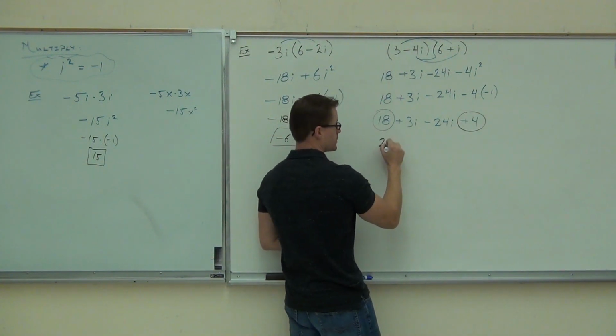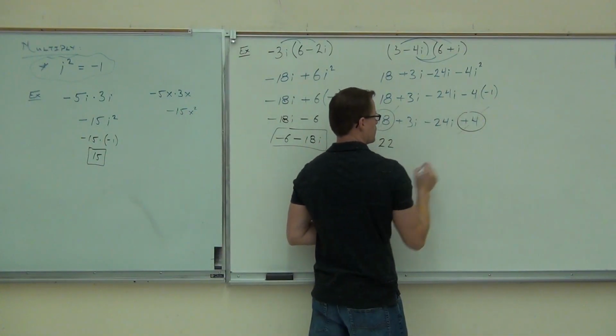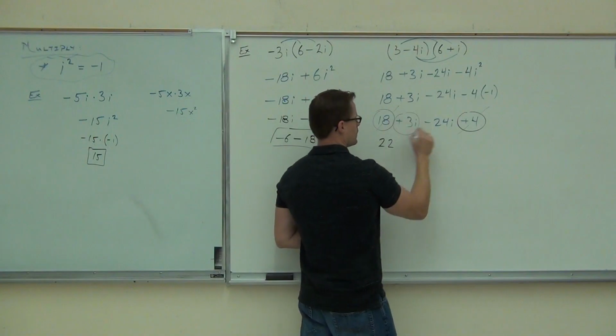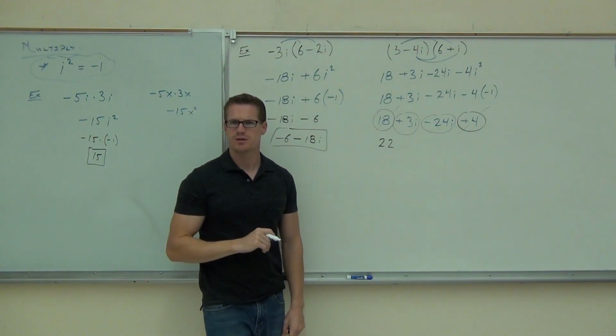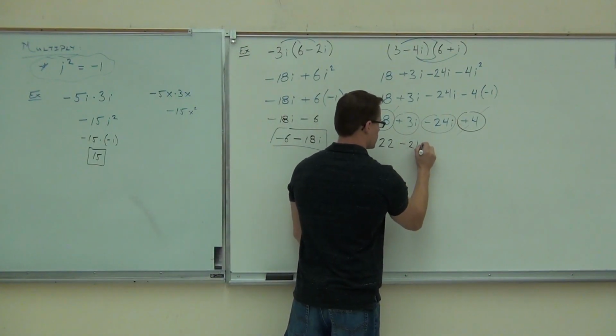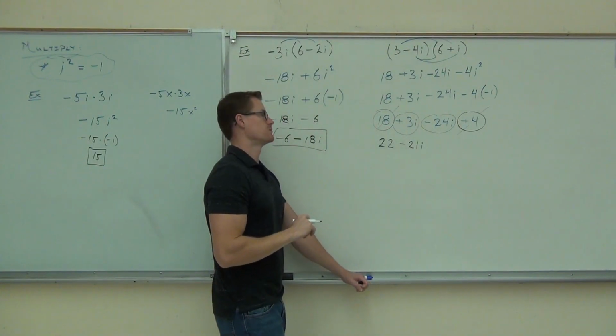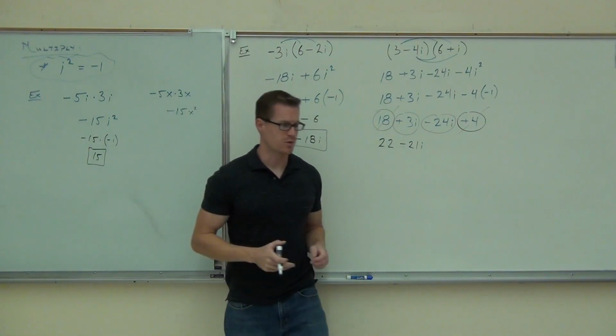See a couple numbers, 18 and 4 is 22. We'll write our real part first. I've got a 3i, a minus 24i. That's going to give me how much? Minus 21i. Done. That's it. We have a real part and the imaginary part. That's our complex number.